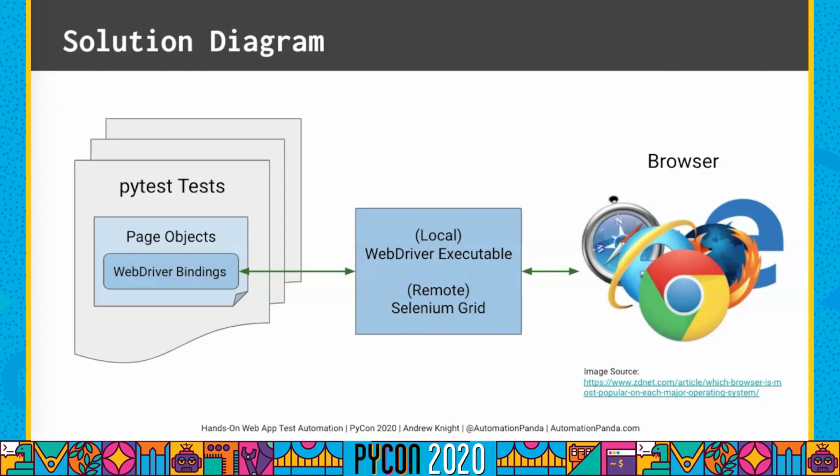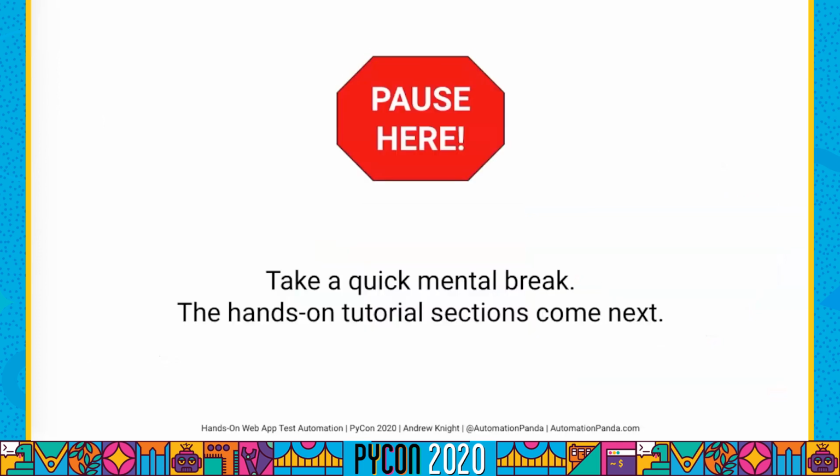Our tests will specify what interaction should be done, and then it goes off to the browser through our intermediary body. And that's web UI testing in a quick nutshell. Let's pause here and take a brief mental break before we get into the next part of our tutorial.